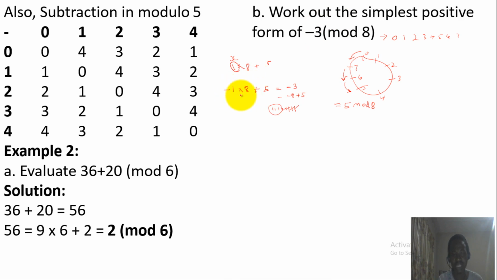Therefore, in this particular case, what you've done is a very simple thing. The answer here is returning the remainder. This is the remainder. Therefore, in this case, it will just be 5, which is the remainder, mod 8. Because if you try, if x is 1, for example, 1 times 8 plus, what can you work out?